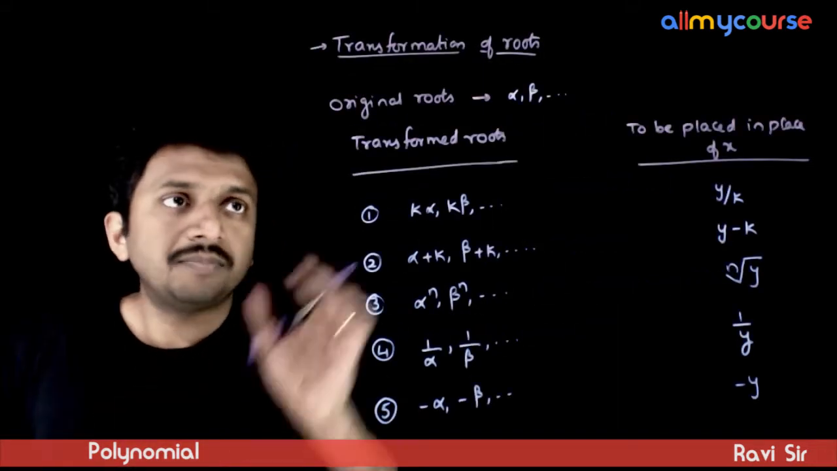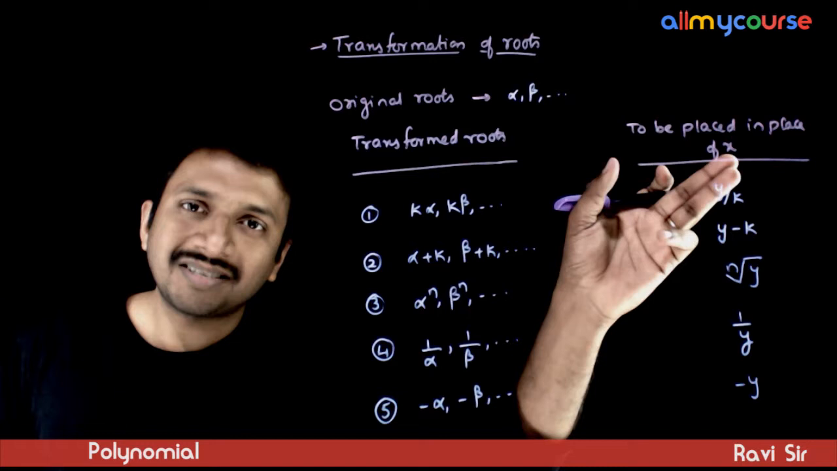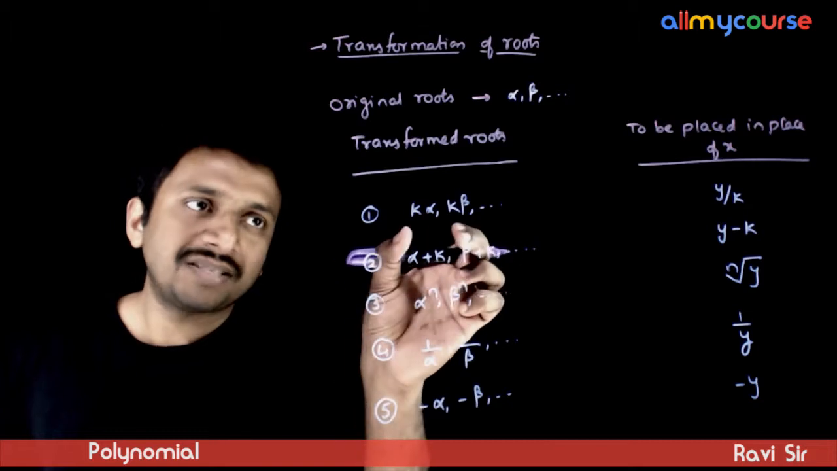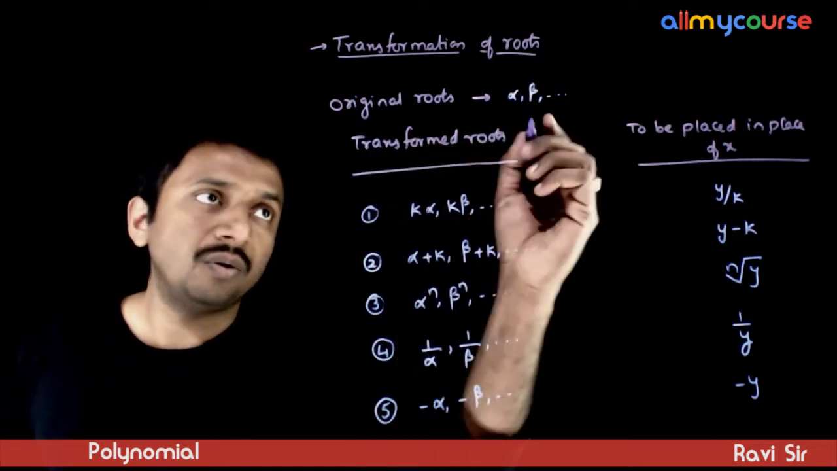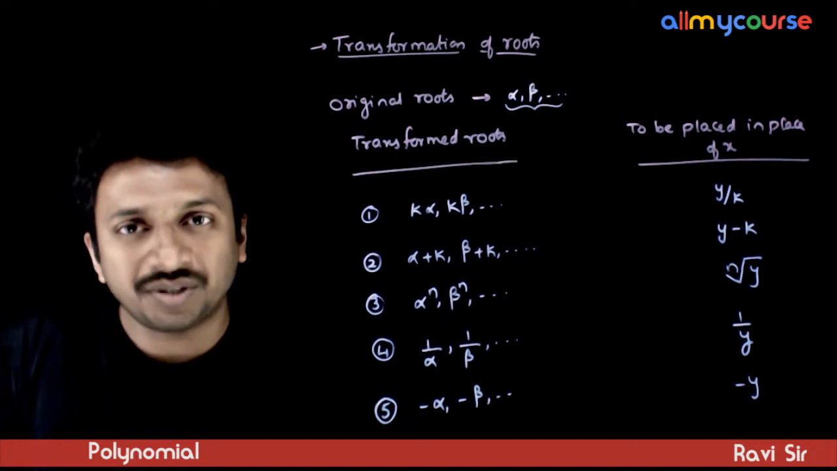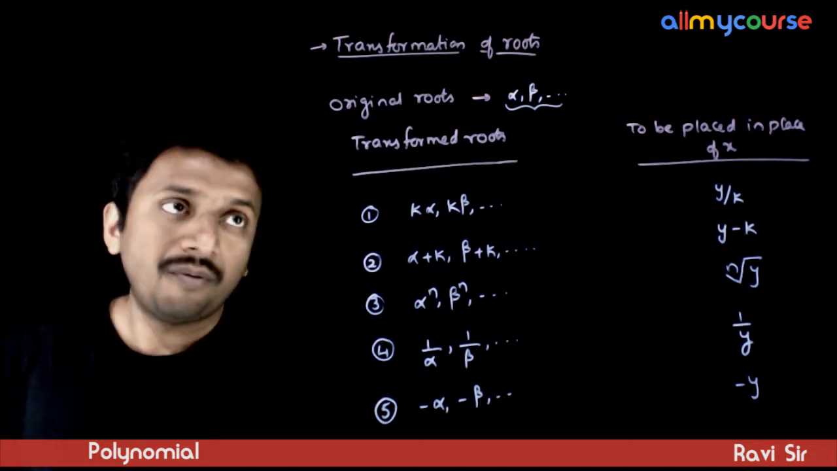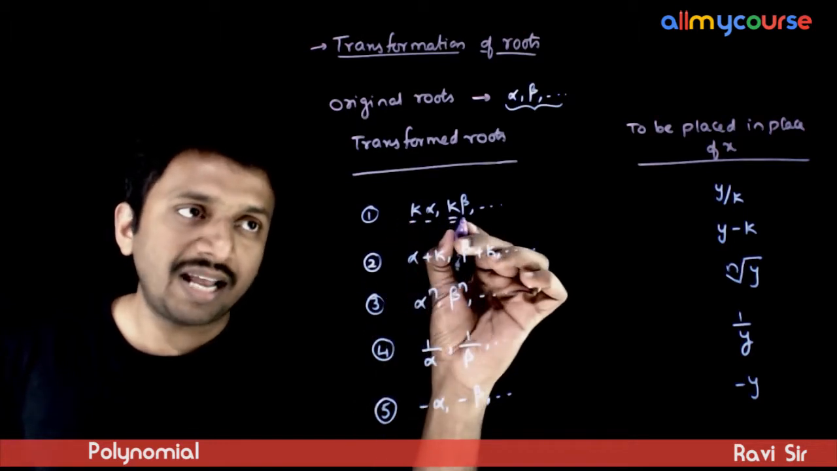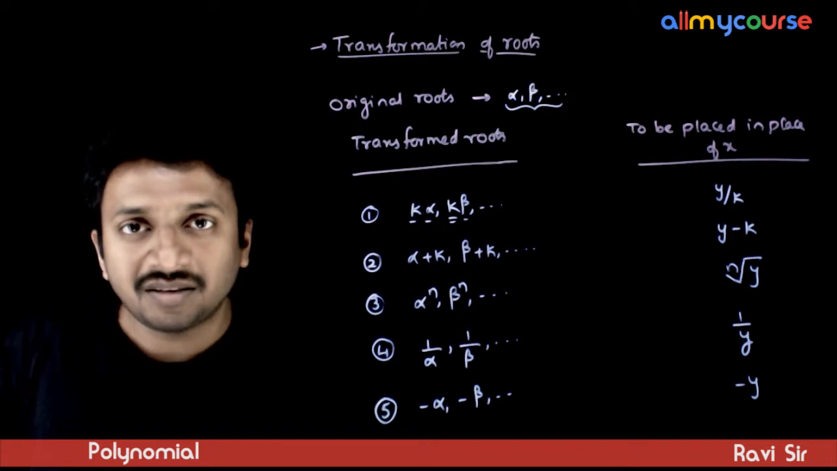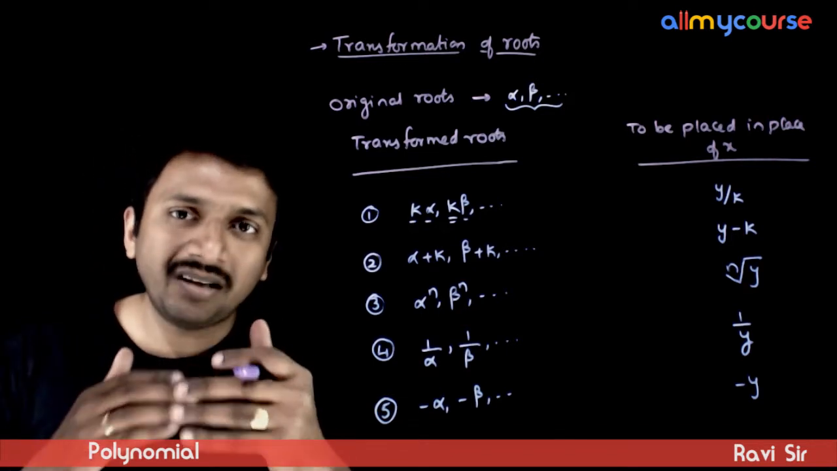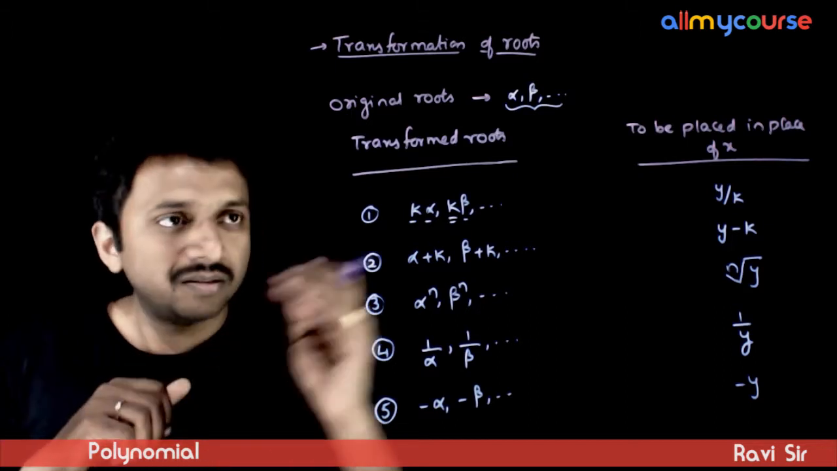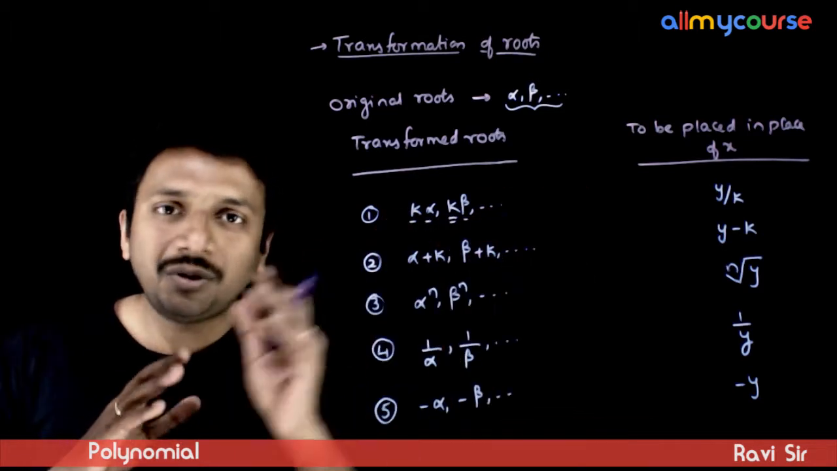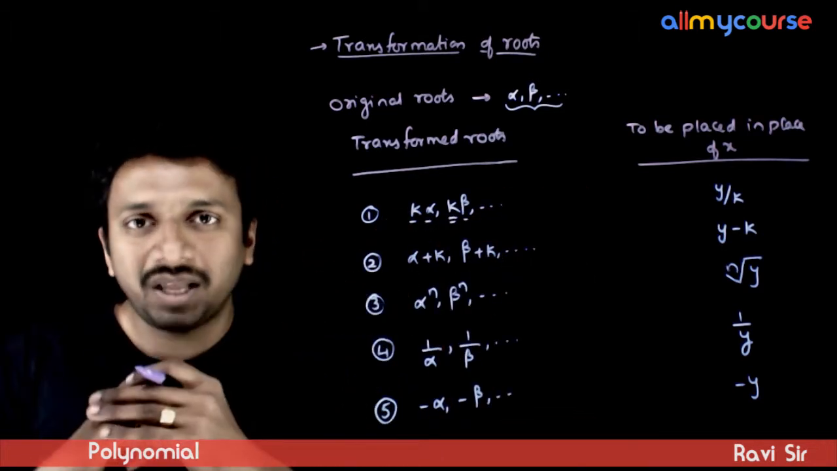So let us look at some standard transformations and the standard substitutions that need to be done so that we get the transformations. So first, if you have an original equation whose roots are alpha, beta, and so on. Now, if I want my roots to be transformed to k times alpha, k times beta, and so on, that means if I want my roots to be multiplied or divided by some number. So if you want to multiply the roots by some number, the substitution that you need to do is y by k in the place of x.